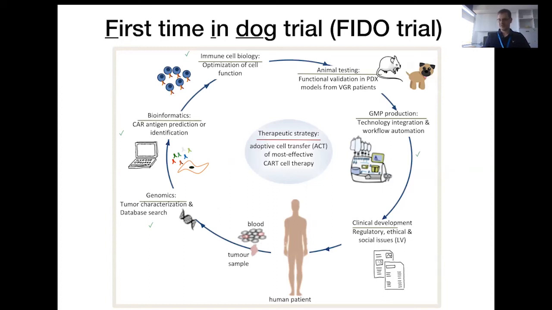We're currently using companion dogs in a first time in dog trial, the FIDO trial, because dogs also develop melanoma, not uveal melanoma, but very often mucosal melanoma. That's also BRAF wild type. And currently the FIDO trial has not revealed major side effects. So we hope that we will be able to go forward with the filing of the regulatory documents for the Swedish EMA to, after the high TIL trial, start a high CAR TIL trial.